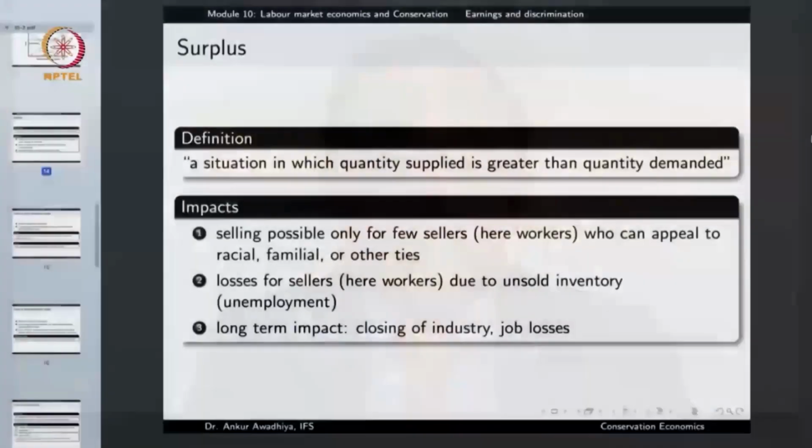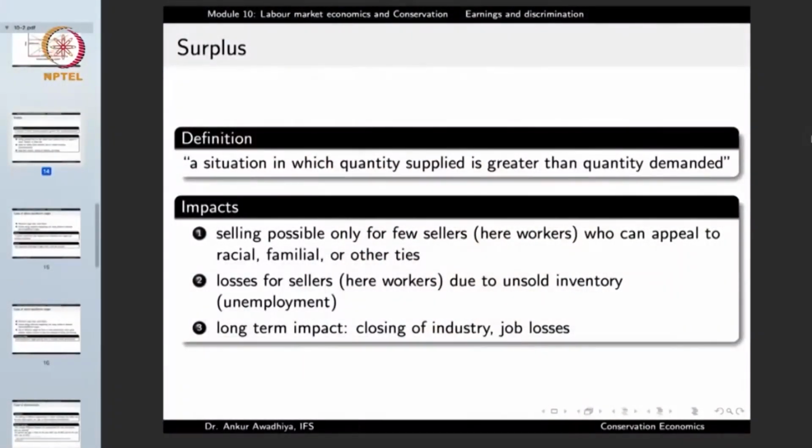Now, the neoclassical theory of distribution was saying that every person is getting paid according to the value of their marginal product of labor. But in the case of such government interventions, it is possible that two people who can put up the same value of marginal product of labor, one of them gets employed, the other one just does not get employed. So this is a modulation. It may result in losses to sellers due to unsold inventory. So in this case, the sellers are the workers because they're selling their labor.